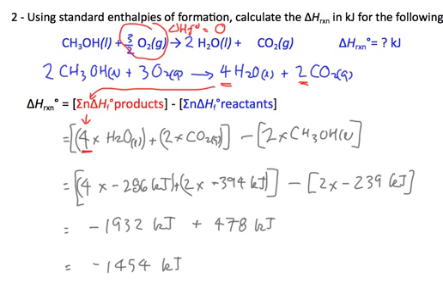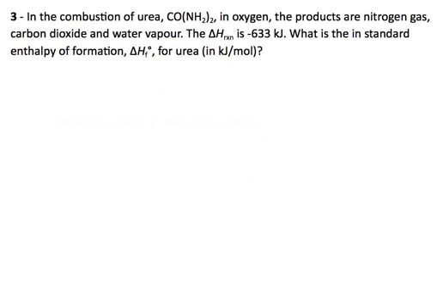Makes sense. We'd expect the combustion reaction to be exothermic. One last one, combustion of urea. So combustion of urea, there's the formula, and oxygen, the products are nitrogen gas, carbon dioxide, and water vapor. Delta H of reaction is negative 633 kilojoules. What is the standard enthalpy of formation, delta HF, of urea?